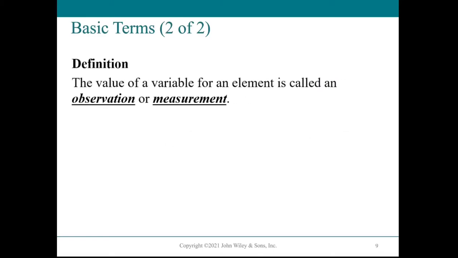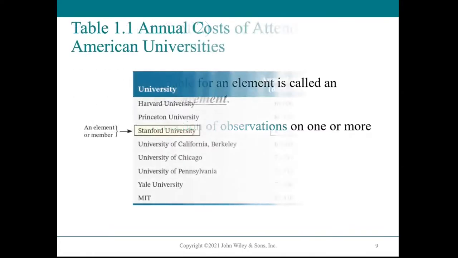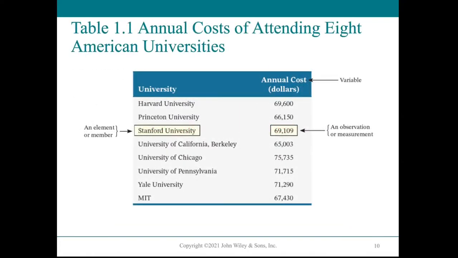Other terms: the value of a variable for an element is called the observation or the measurement. For example, the observation is 939 for 2017. That's the number of deaths, the observation for the variable number of deaths. The data set is the collection of observations on one or more variables. So the data that we have, for instance, is the data set. Here's another example. The variable here is the annual cost. Each element is the university.